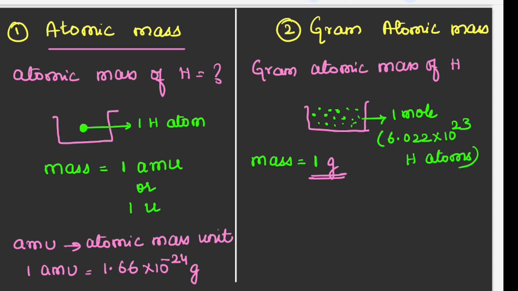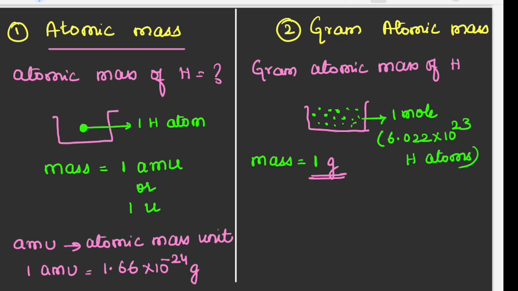So the meaning is, atomic mass means we measure the mass of one atom. Gram atomic mass means we take 1 mole of atoms and measure the mass of those atoms, and it should be in grams. Is that clear? Since here we take 1 mole, gram atomic mass is also known as molar mass.